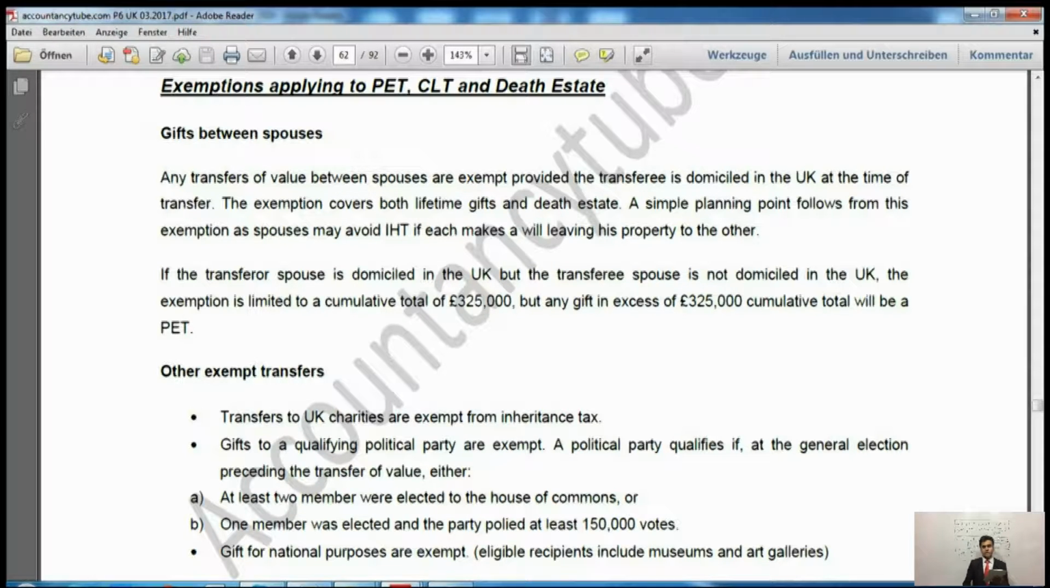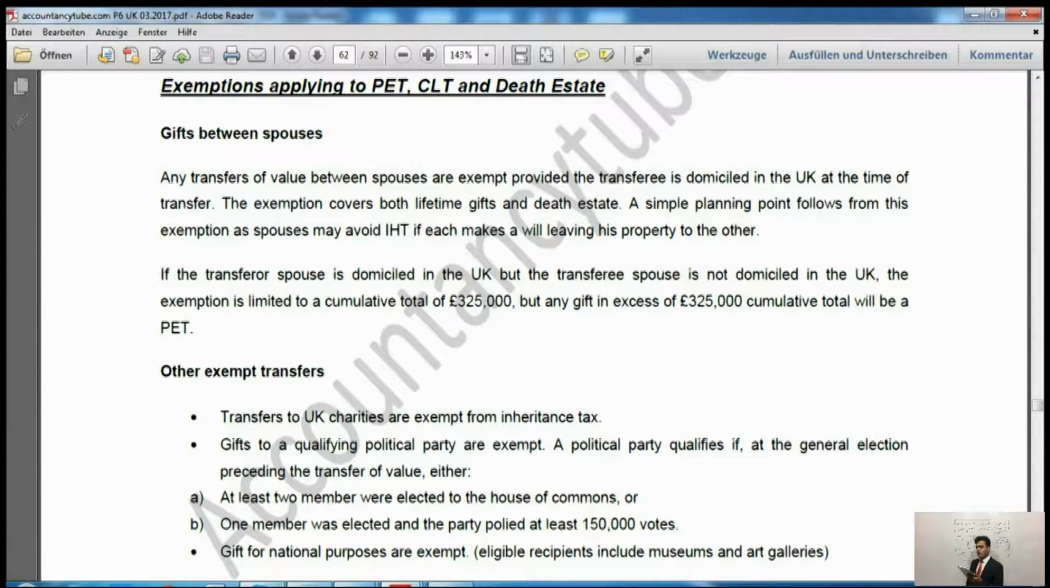Say for example, if you transferred to your wife and she is domiciled at the time of transfer, then that would be exempt. If she is non-domiciled, she is not UK domiciled, then unfortunately it won't be exempt, but there is some limit. So up to £325,000 would be exempt. And if it exceeds that limit, that would be considered a potentially exempt transfer. All right, that's what it says in the notes as well. You can just read it.